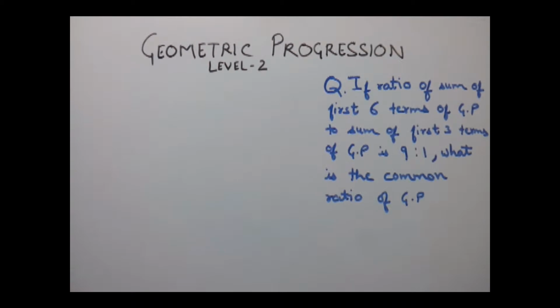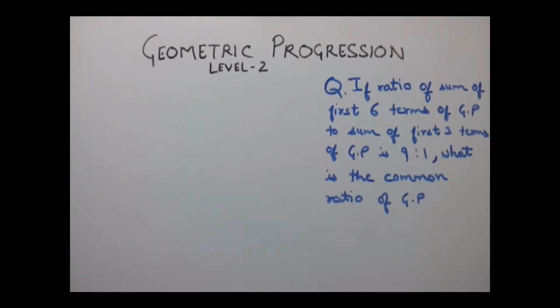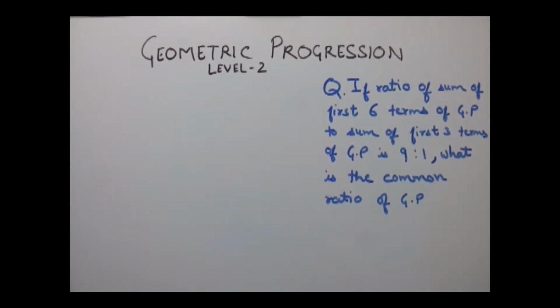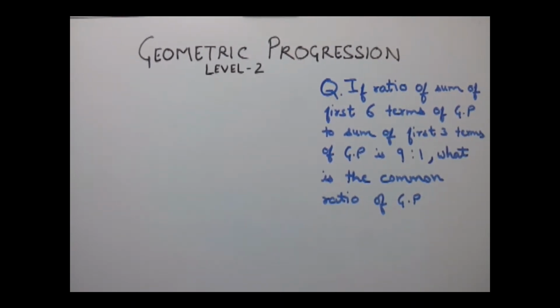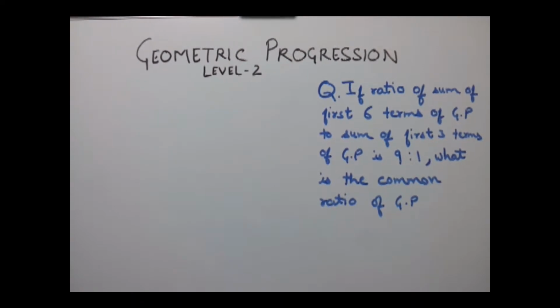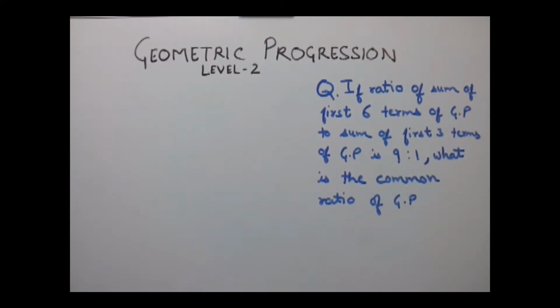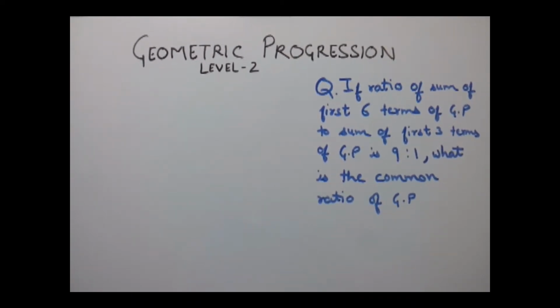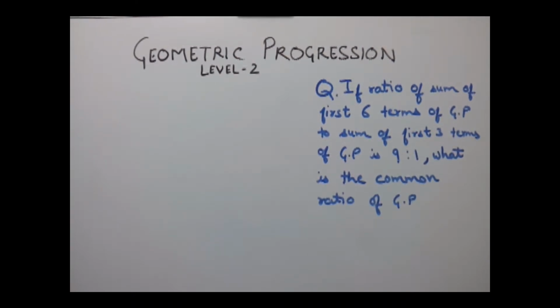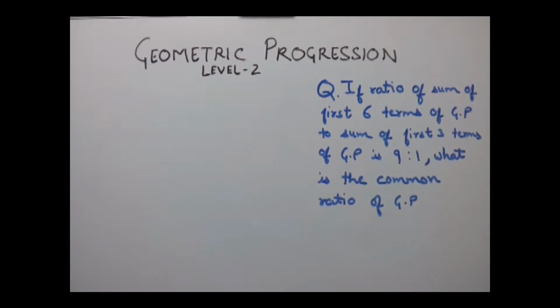In our previous classes, we have discussed basic concepts of GP and some questions of level 1. Today, we are moving to level 2 questions. The question says, if the ratio of the sum of the first 6 terms of a GP to the sum of the first 3 terms of the GP is 9:1, what is the common ratio of the GP?